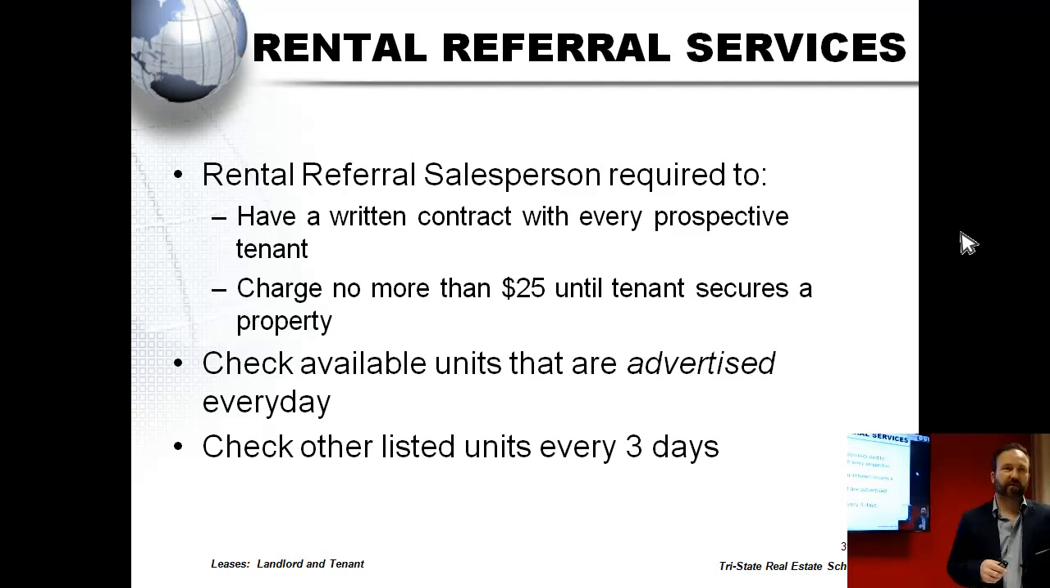So the questions are going to be asked about how much escrow, how much money we can collect as a service fee before it's going to escrow. The question is going to be about checking the availability of an advertised unit. It's 3 days, or it starts every day. And if it's just listed, it's every 3 days.